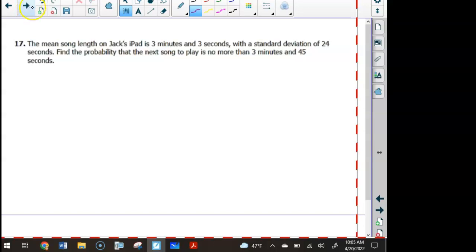What do I got left here? Is this the last one? Okay. The mean song length on Jack's iPad is 3 minutes and 3 seconds. Oh, this is like a converty one. With a standard deviation of 24 seconds, find the probability that the next song is no more than 3 minutes and 45 seconds. Should we do it all in seconds, guys? Since the standard deviation is 24 seconds. What is 3 minutes and 3 seconds? 3 times 60 plus 3 would be 183 is the mean.